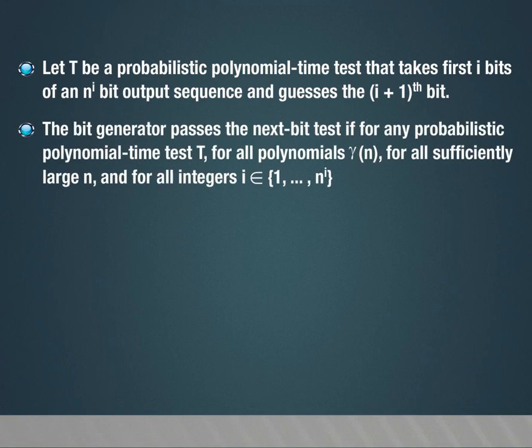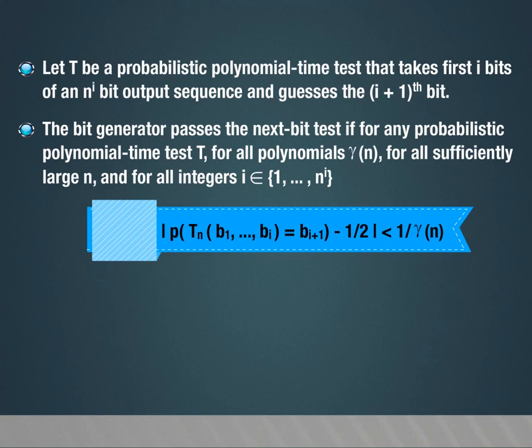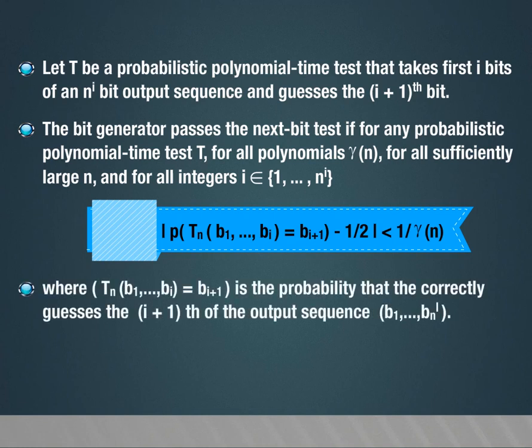The bit generator passes the next bit test if for any probabilistic polynomial time test T, for all polynomials gamma of n, for all sufficiently large n, and for all integers i belonging to 1 up to n^l, the modulus of P[Tn(b1...bi) = bi+1] minus 1/2 is less than 1/gamma(n), where P[Tn(b1...bi) = bi+1] is the probability that T correctly guesses the i+1th bit of the output sequence b1...bn^l.